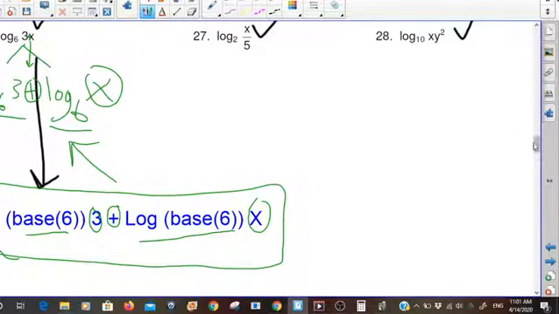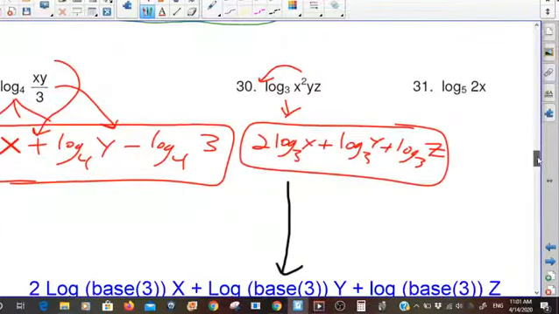Cool. Okay, so there's 29 and 30. The x times the y becomes an x plus the y, and then divided becomes subtraction. So x plus y minus 3. Log base 4, log base 4, log base 4. Log base 3, log base 3, log base 3. Remember that the 2 goes in front, so 2, then the x, and then the y, and then the z. So this one verbally would be log base 5 of 2, plus, because it's multiplication so it becomes plus, log base 5 of x.